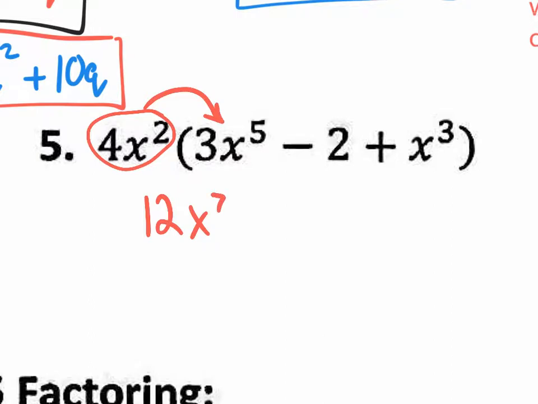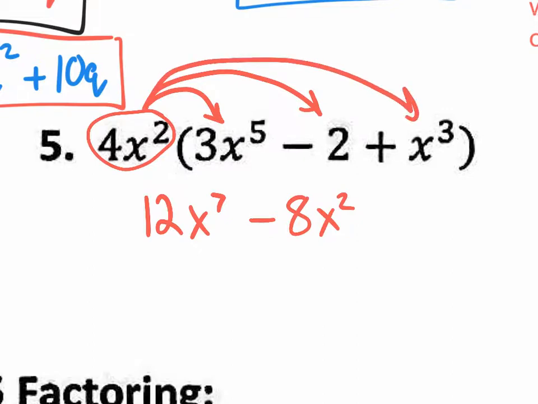Okay, so we've distributed it to the first term. Let's go to the second term. That's just the number negative 2. So 4 times negative 2, that's negative 8. And we're just going to put the x squared right there because there is no other x to multiply it with. And then the last term, 4x squared times positive, you could put a 1 right there if you want, positive 1x to the 3rd. Well, 4 times positive 1, that's positive 4. And x squared times x to the 3rd is? Come on, people. X squared times x to the 3rd. Thank you very much. And that's our final answer there.